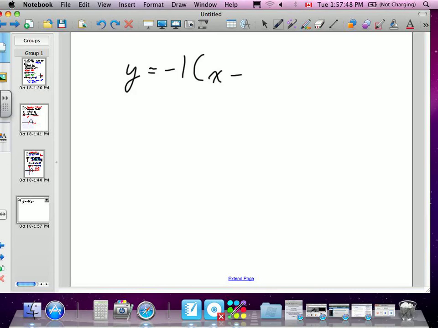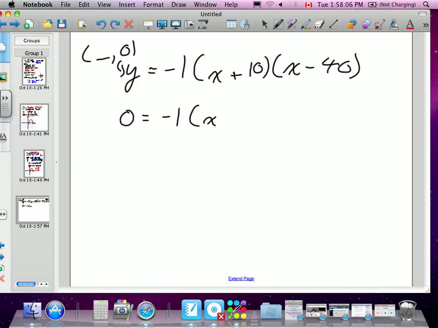x minus 40. Good. Now we said with our x-intercepts, remember again, we're looking for x-intercepts. y is 0 on an x-intercept. So I'm going to substitute 0 in for y. So I get 0 is equal to negative 1, x plus 10, x minus 40.